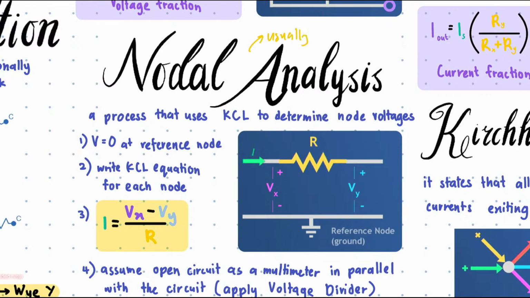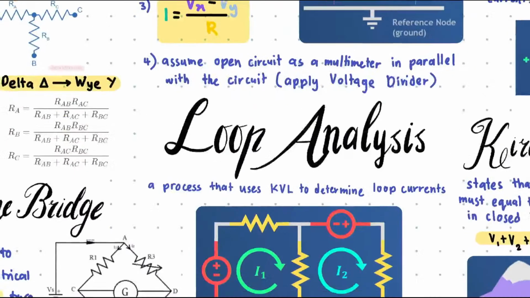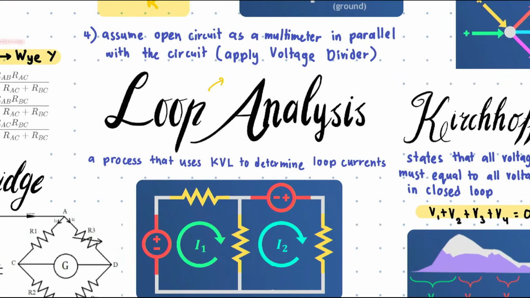Usually a lot of nodes. You use loop analysis when the circuit usually has a lot of voltage, a lot of power sources.